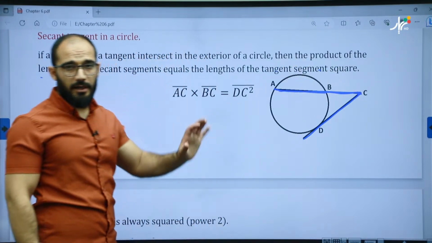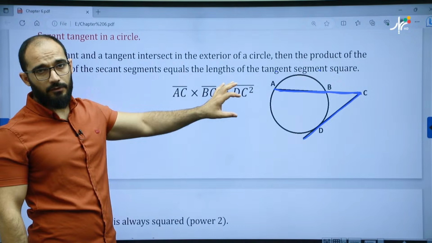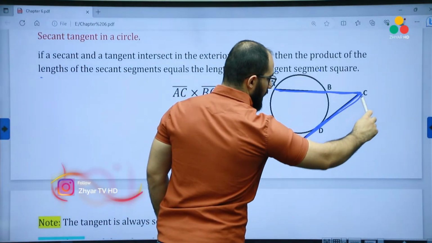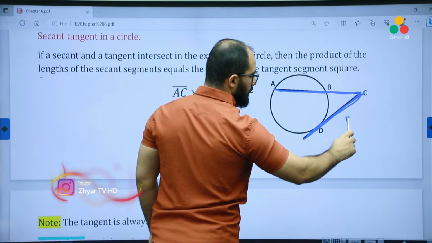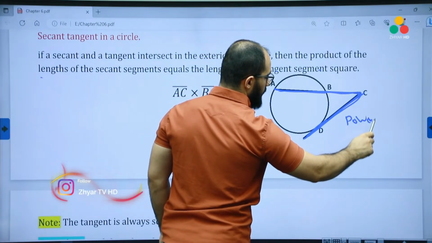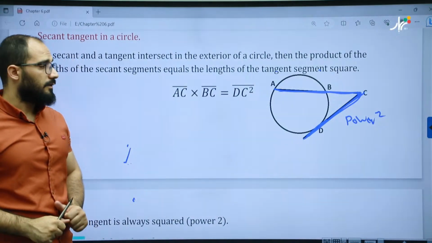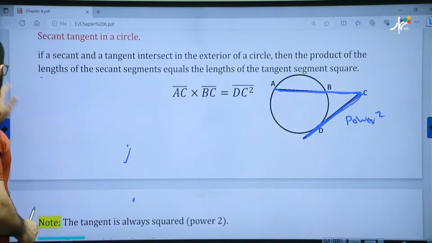So put it into your mind in these type of questions. The tangent, this is the tangent, is always power 2. The number that you have here is always power 2. When we solve the example, you'll understand what it means.